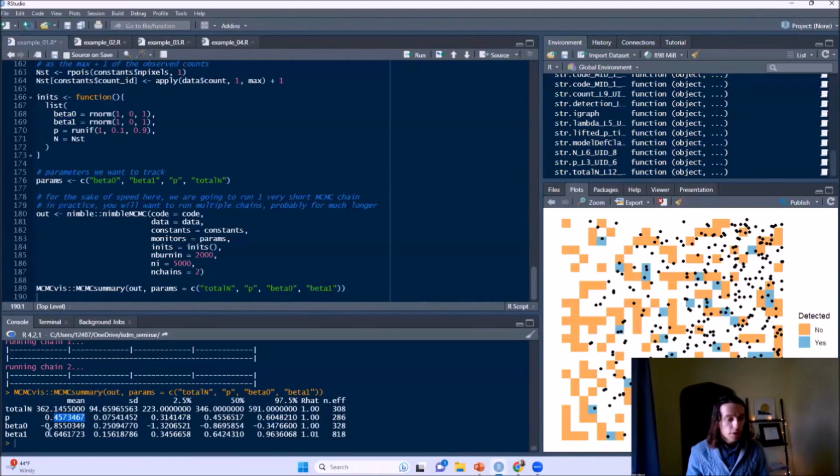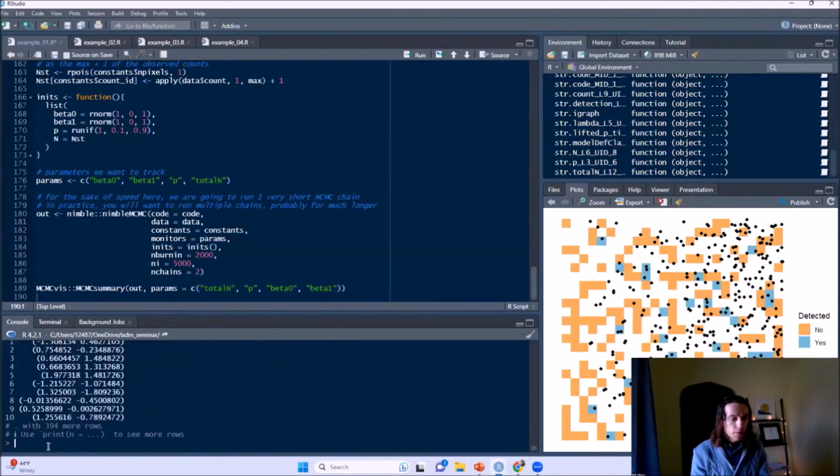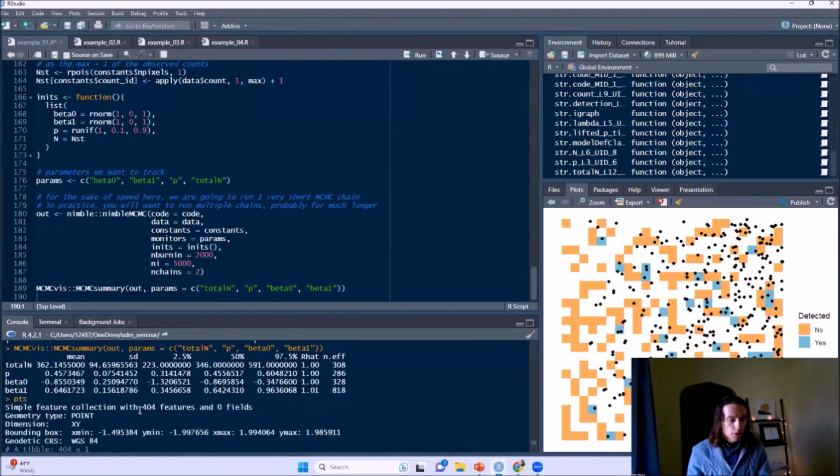And then the total abundance, let me just remind myself what that was. So there are 404 individuals simulated across that landscape, and we get this estimate of 362, but again, that credible interval overlaps that true value. And then these last two columns here, this R hat and N dot F, are convergence diagnostics. So typically we would want this R hat to be about 1, and we would want a pretty high number for this NF parameter here. So that's telling me that this model has converged more or less.